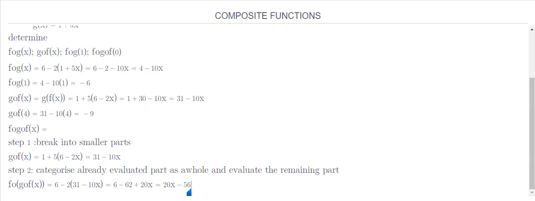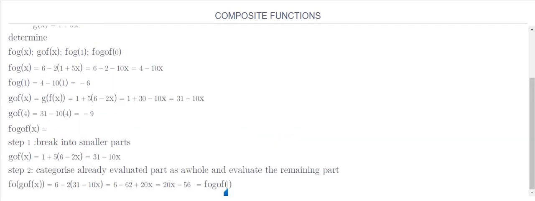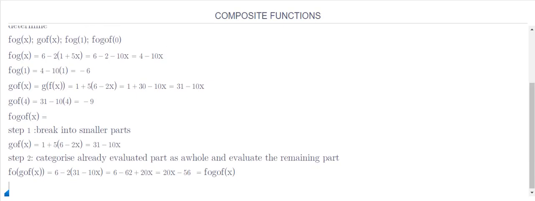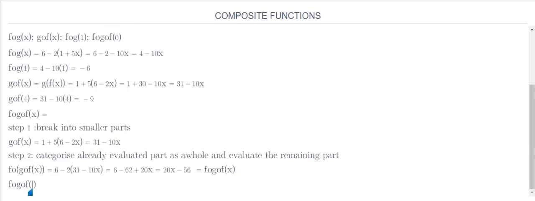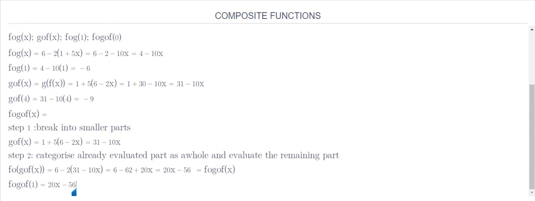Now what we have just gotten there, this is f of g of f of x. But now the question doesn't want that. Our question needs f of g of f of 1. So what you are going to do here is to substitute x in f of g of x with 1. So we have it as 20x minus 56. Substitute x here with 1.